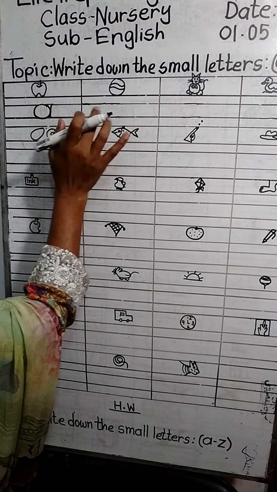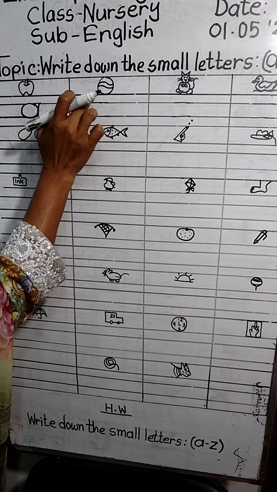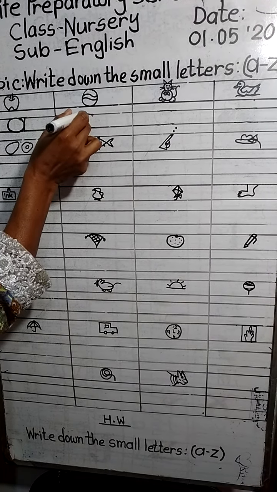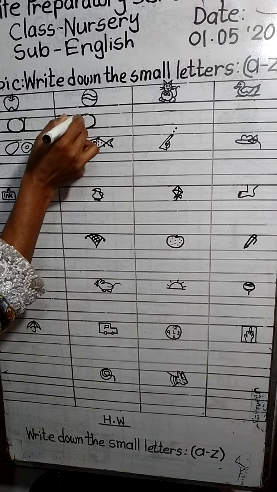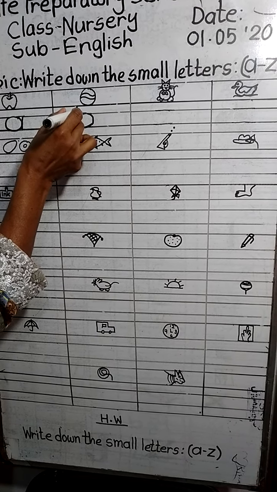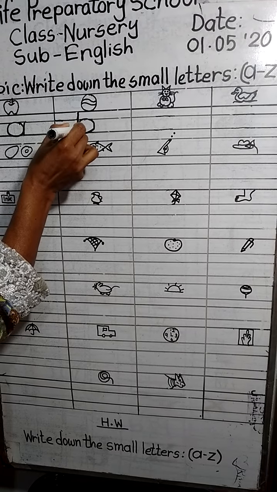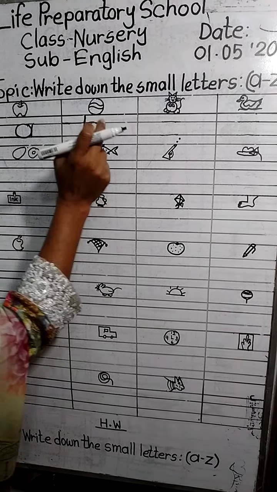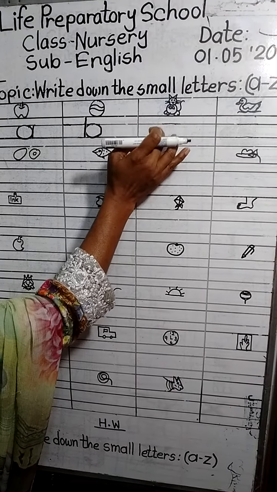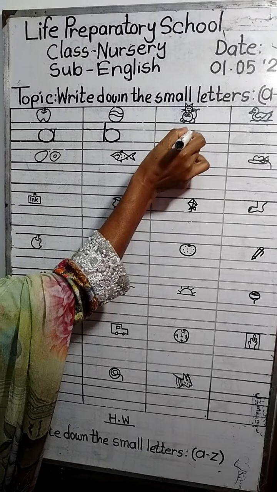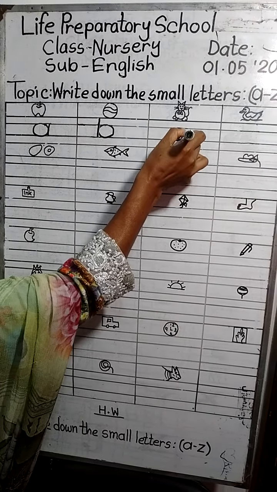A, after that B. Small letter B, first row to second row. At first, I will draw a circle in the middle row. Then I will give a straight line, first row to second row, on the left side, touching the circle, and stop here. This is small letter B. B, after that C. Small letter C is always in the middle row. I will write small letter C here.